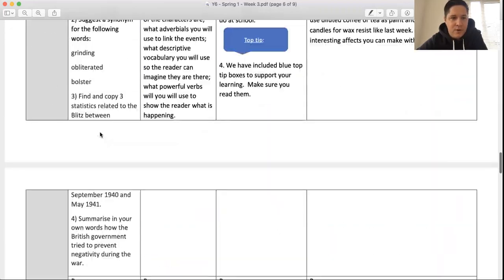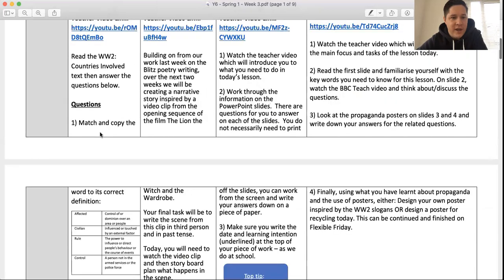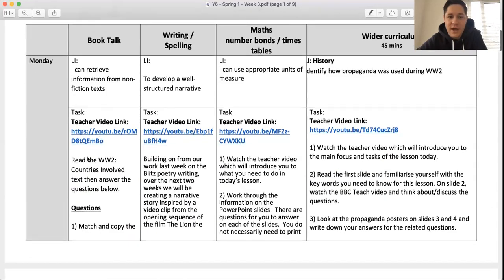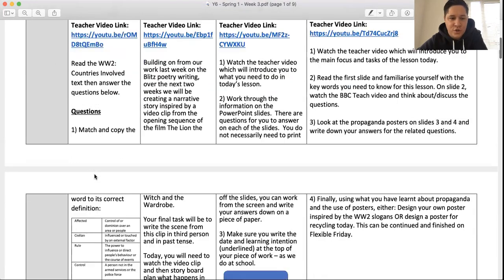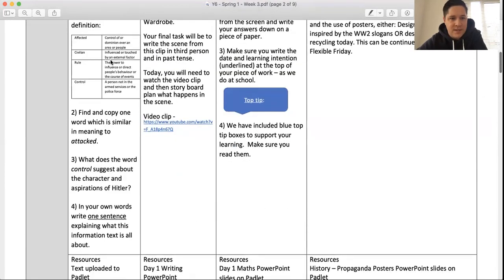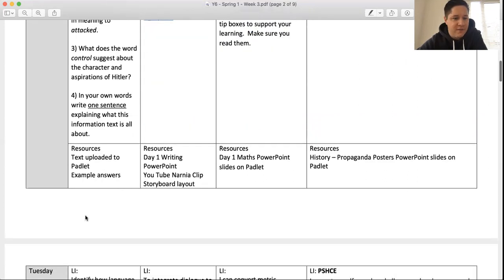Now, book talks, we haven't talked about those. This week, you've got a few different ones. You've got a non-fiction one about who was involved in World War II. Okay, this is a mix and match activity. Make sure that you have a look at those definitions carefully.